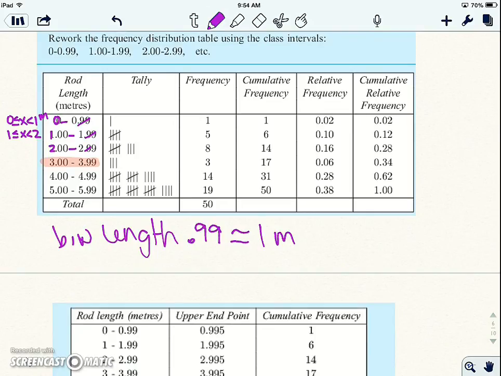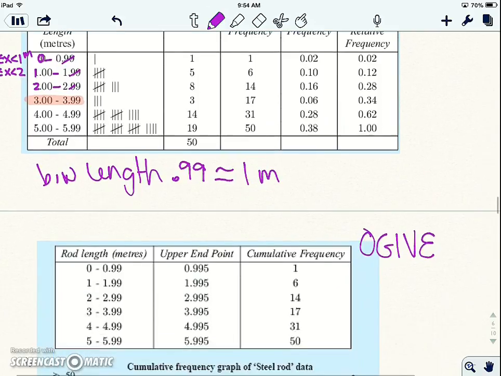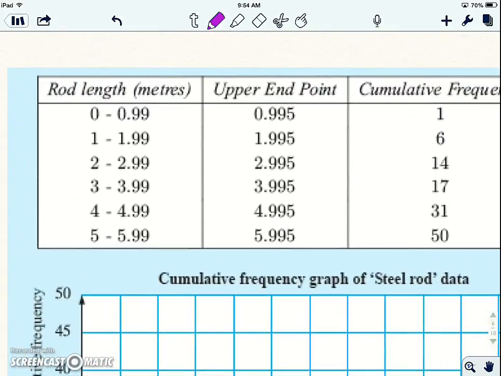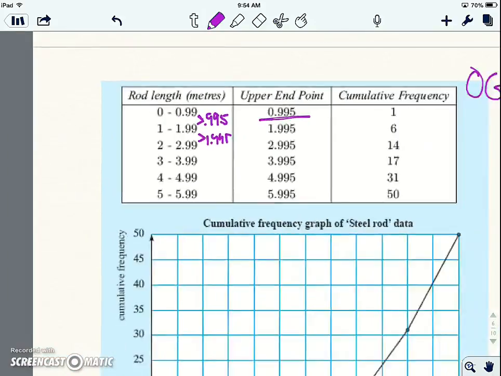chart or graph, otherwise known as an ogive. Okay? Statisticians in Utah or America would call it an ogive. And so what they did is they did the 0.99s so that they could make a halfway point and make a point between that, 0.995. So right in between here is 0.995. And they make these endpoints in between, 1.995, so that they could graph it on a continuous line.